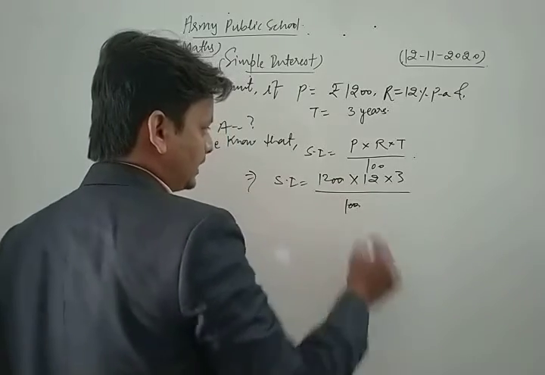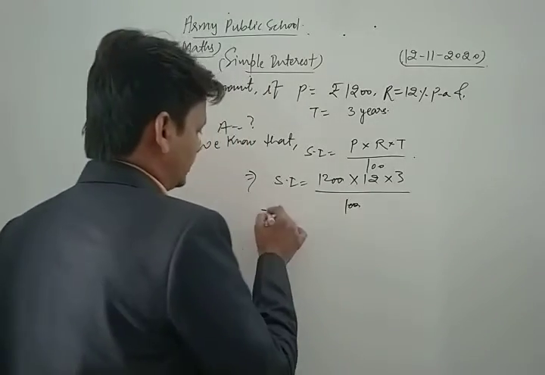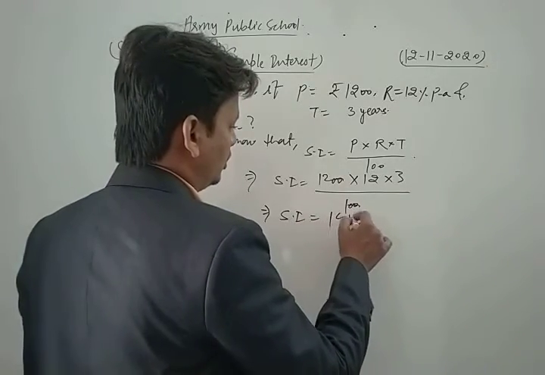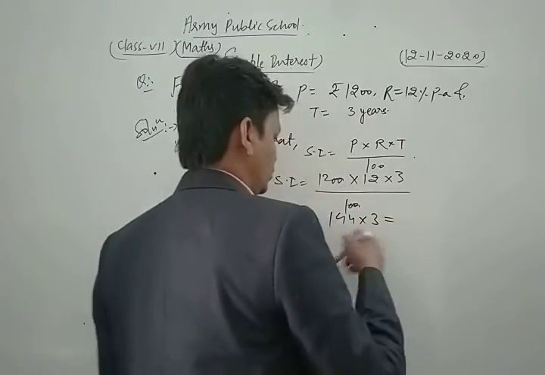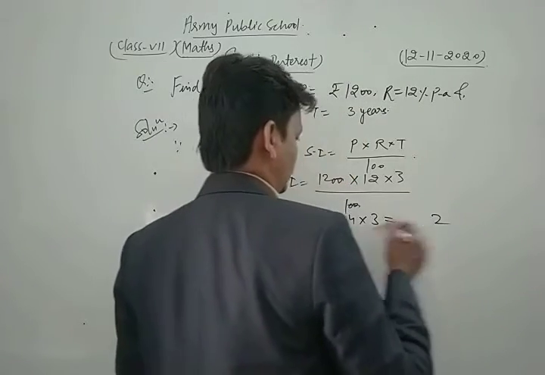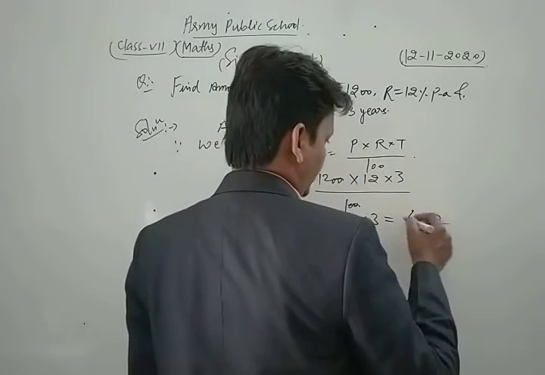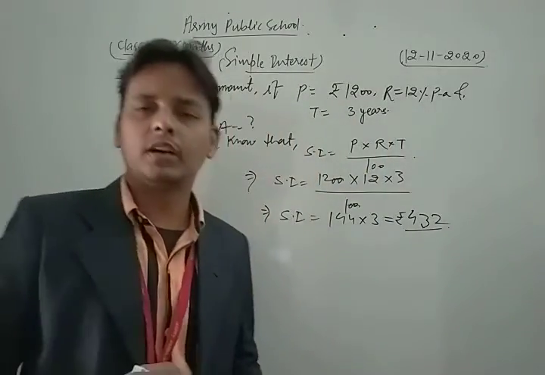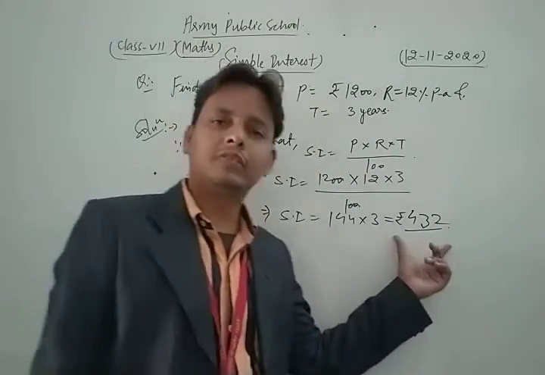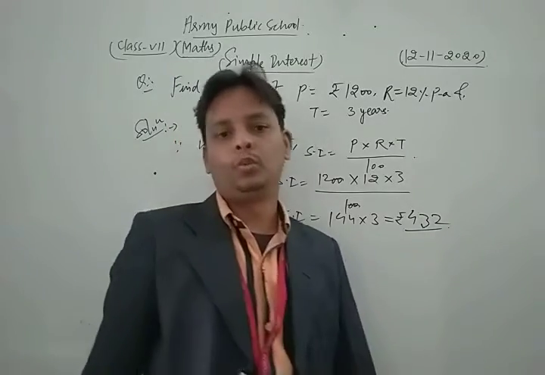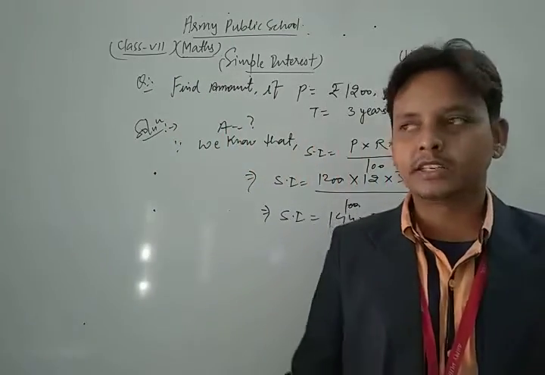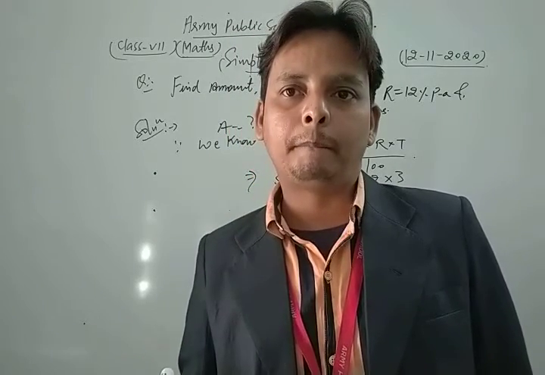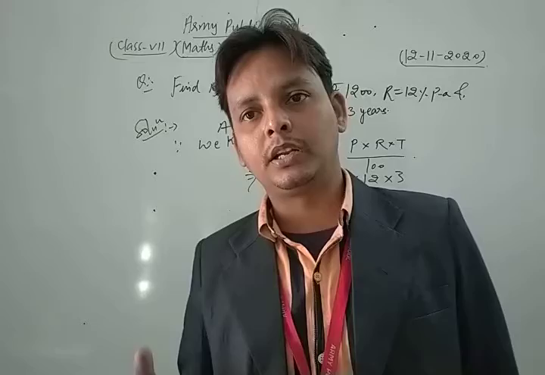Now the zeros cancel each other. Now the simple interest will be 12 into 12 is 144, into 3, rupees 432. This is the value of the simple interest. Now, what is the value of the amount? As I just discussed, the formula for amount is: amount is equal to principal plus simple interest.